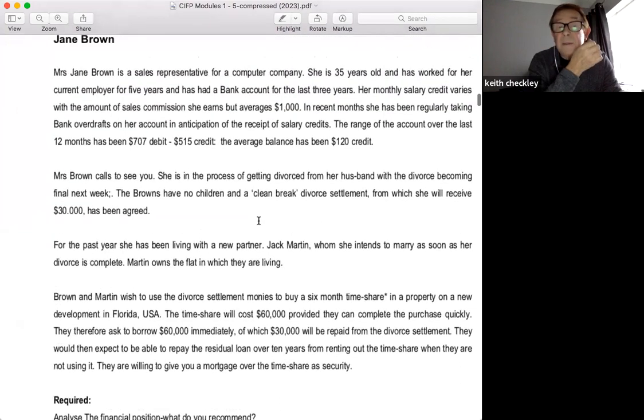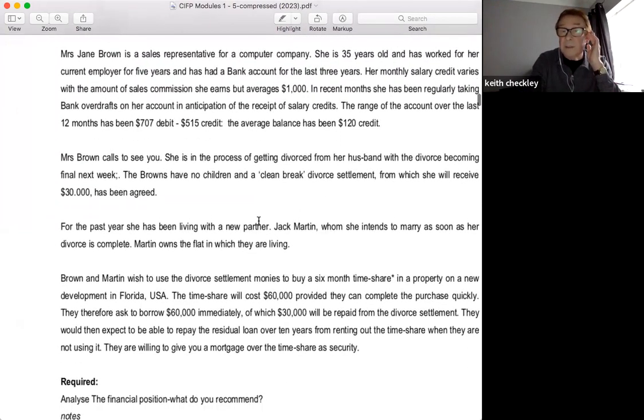Okay, here we go. So Jane Brown is a sales representative for a computer company. She's 35 years old and has worked for her current employer for 5 years. She's had a bank account for the last 3 years. Her monthly salary credit varies with the amount of sales commission she earns, but averages $1,000. In recent months, she's been regularly taking bank overdrafts on her account in anticipation of receipt of salary credits. The range of the account has been 700 debit to 515 credit.